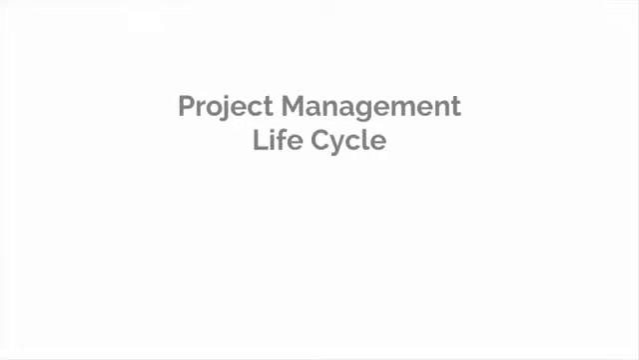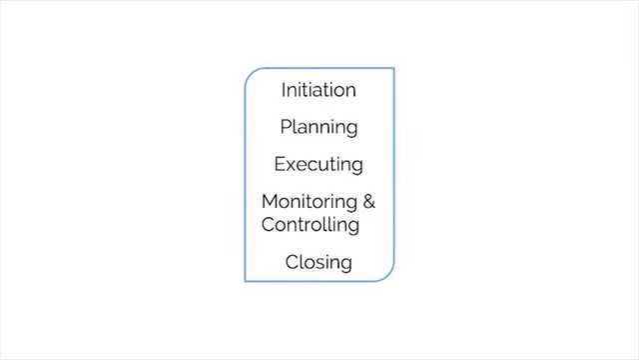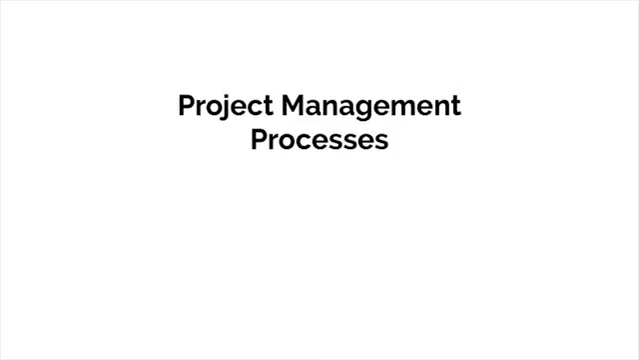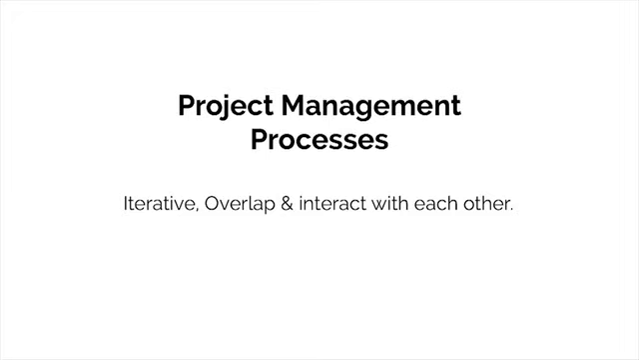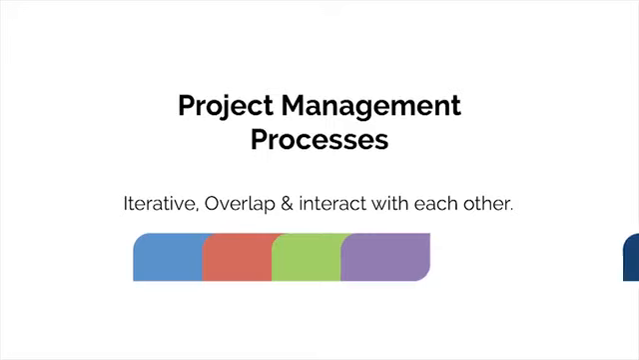Finally, we have something called the project management lifecycle. The project management lifecycle is not industry-specific and is valid for all projects. The project management lifecycle includes the 5 project management process groups: initiating, planning, executing, monitoring and controlling, and closing. These process groups interact and overlap as shown here in this example. Project management processes are iterative, overlap, and interact with each other. This means that they are seldom one-time events. Rather, they are overlapping activities that occur throughout the project.